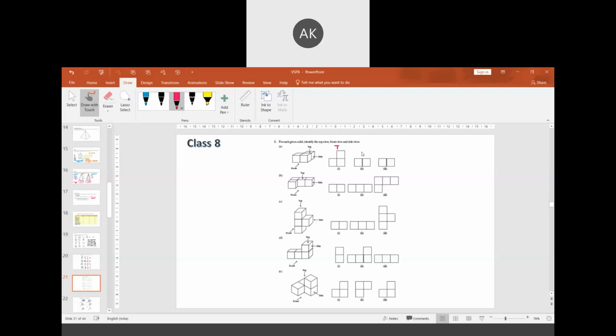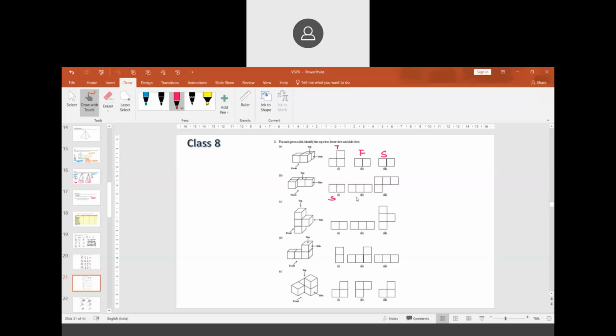Others, sir. This is front view. Yes, sir. Continue. Front and this is side view. Both are the same. Front and side views are the same. Yes, sir. For this one, side view. There are two boxes, right? So side view. Yes, sir.